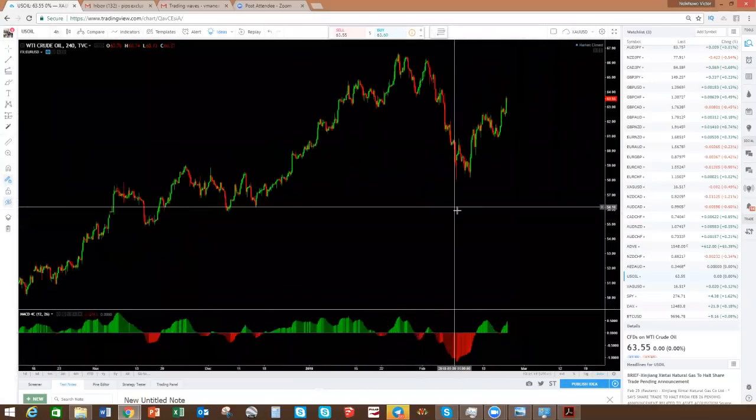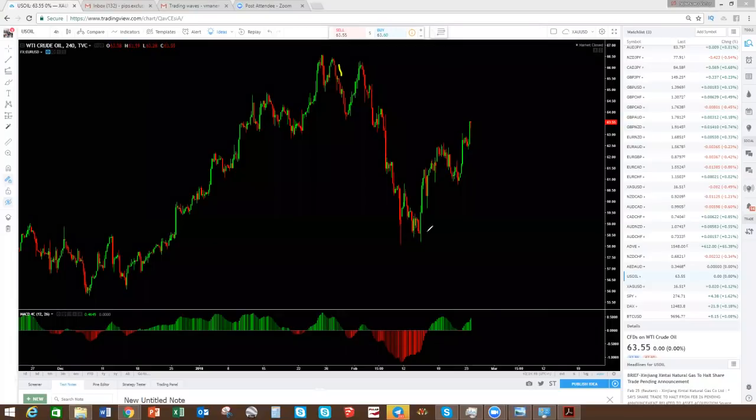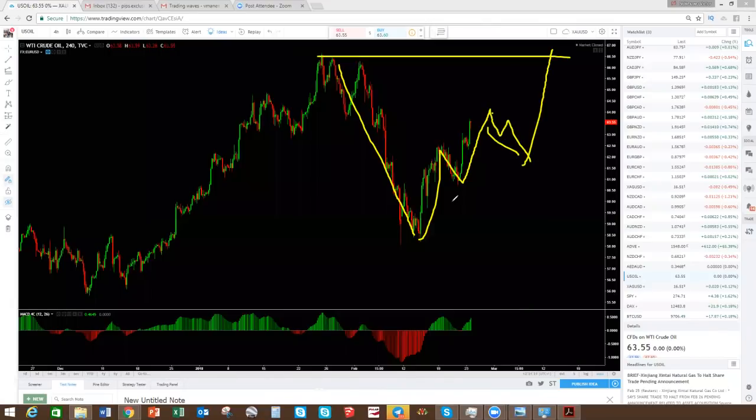See what I was talking about? So that will be a nice impulsive move. 1, 2. We're still looking for upside here. So it can do this before it comes to that level.